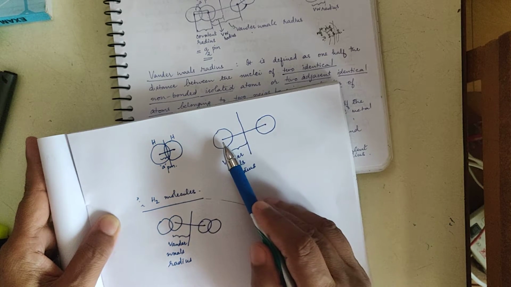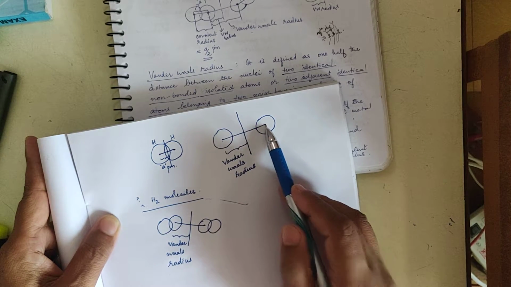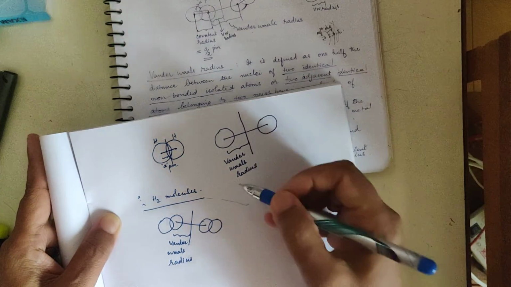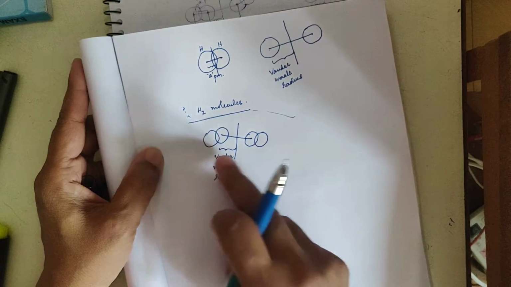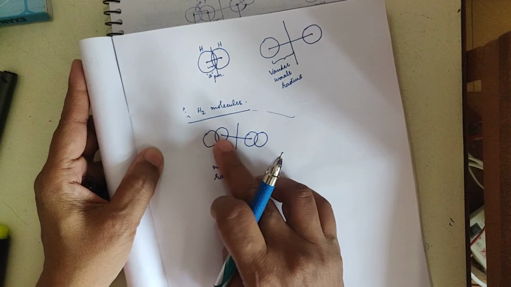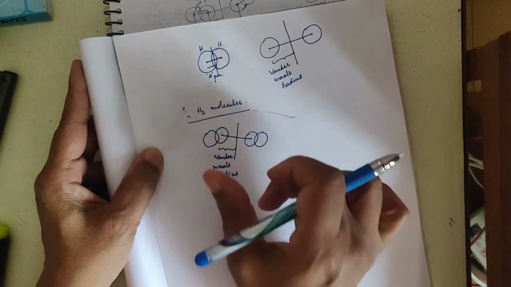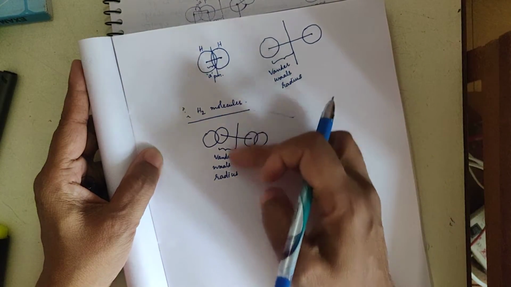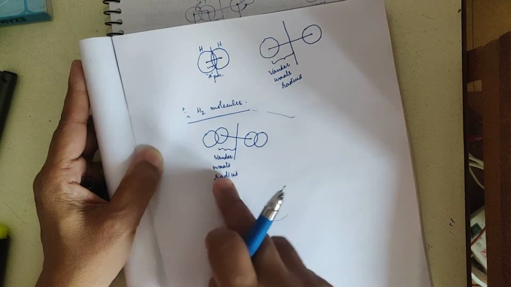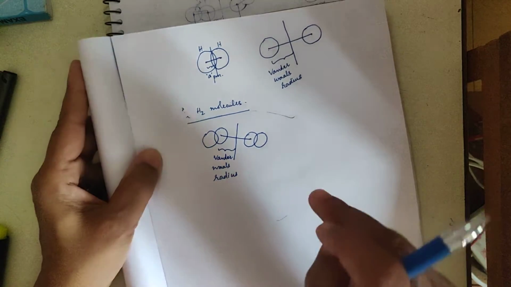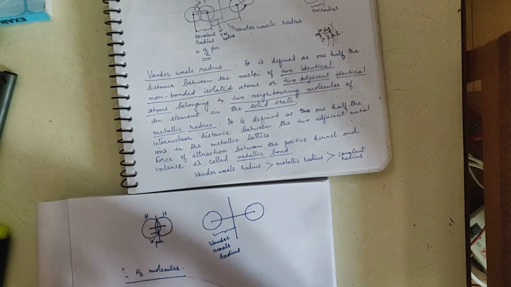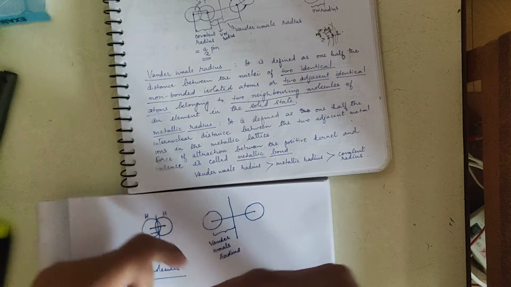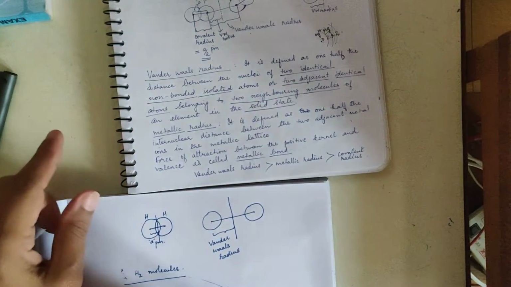Between the two, join the nuclei of both, and half of that distance is the van der Waals radius. If you consider molecules, then take two adjacent molecules and join the nuclei of the two neighboring atoms, and 1/2 the distance between the two is called van der Waals radius. So you can say it for both molecules as well as atoms. But remember, it is generally measured when it is in the solid state.